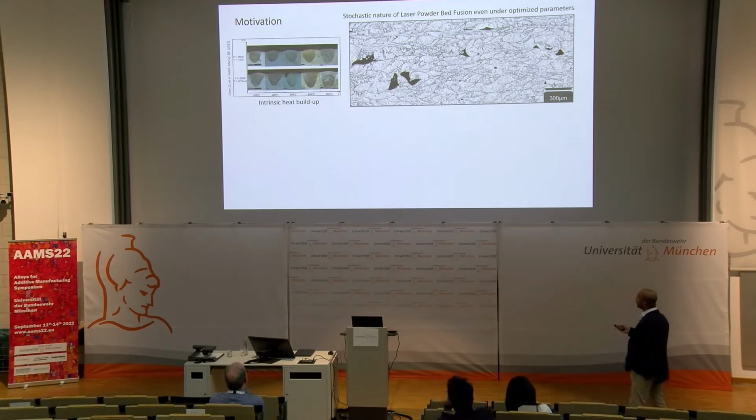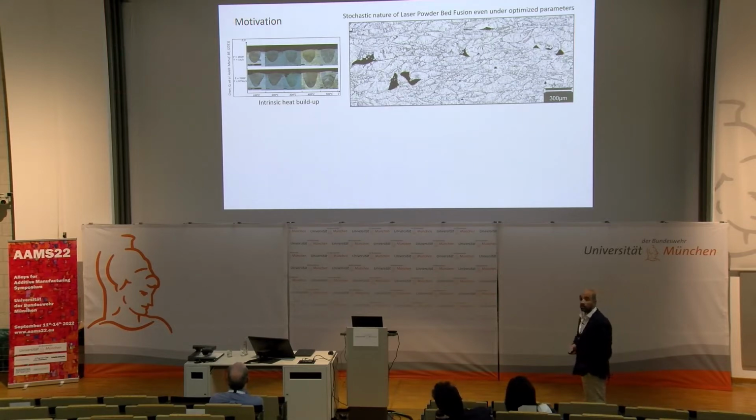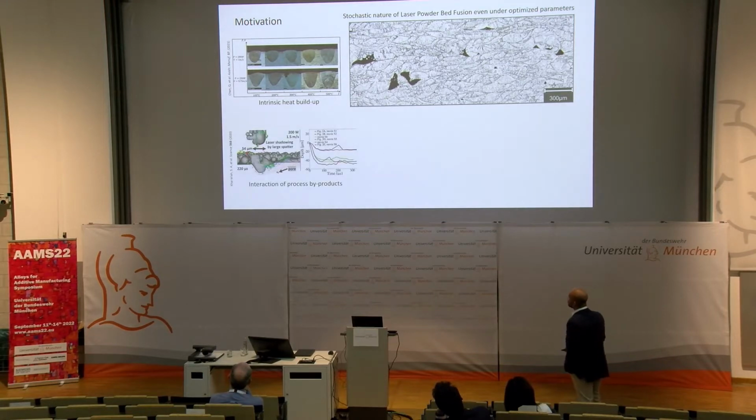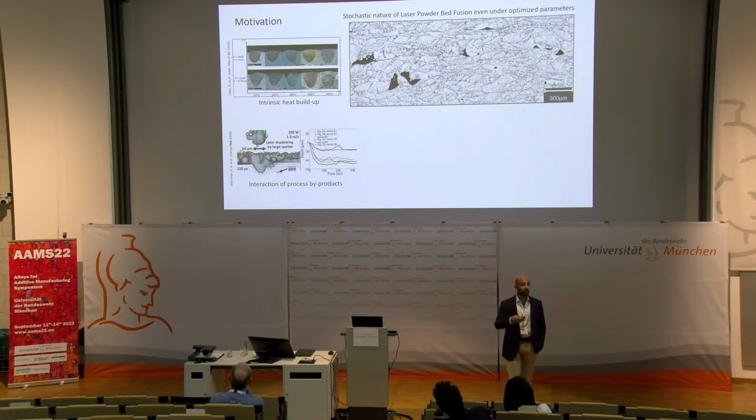So, to name some, one is the intrinsic heat buildup. Of course, as the temperature goes higher, the melt pool you create is going to change, since it depends on the starting temperature, the temperature in front of the melt pool, basically. It can be the interaction of process byproducts. We know about entrainment of spatter particles. These are just flying around, and then they can shadow the laser itself, and you can have alterations in the melt pool depth.